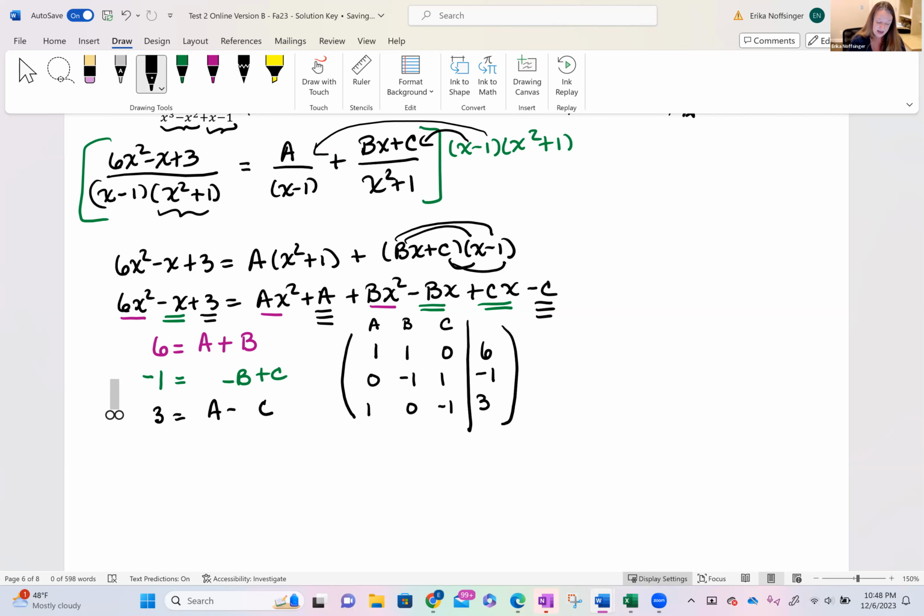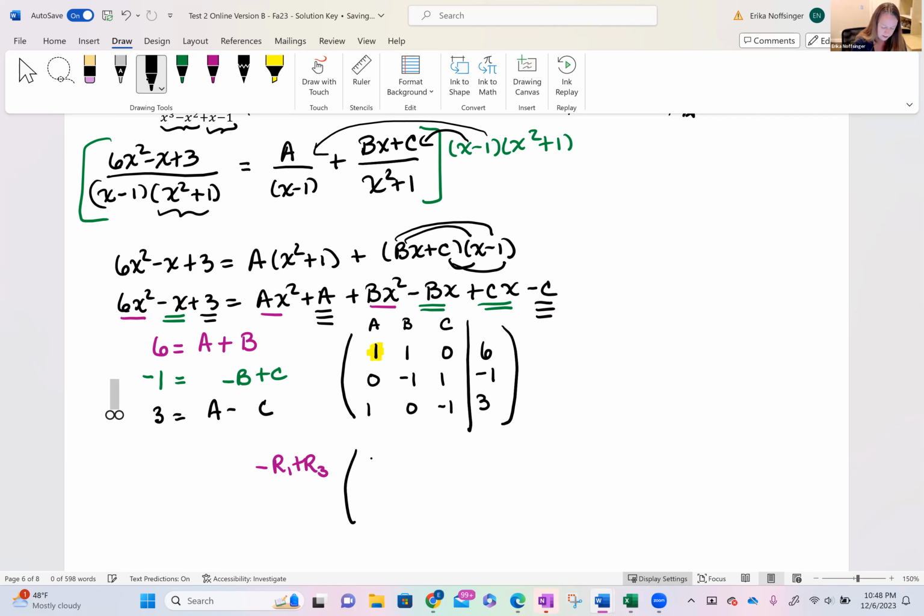And so now looking at this, my first row, first column, I want a 1 where I have it. I'm going to use this row here to get rid of the entries below. And I already have a 0 below on the second row, first column. I want a 1 in the third row, first column. So I'm going to look at negative row 1 plus row 3.